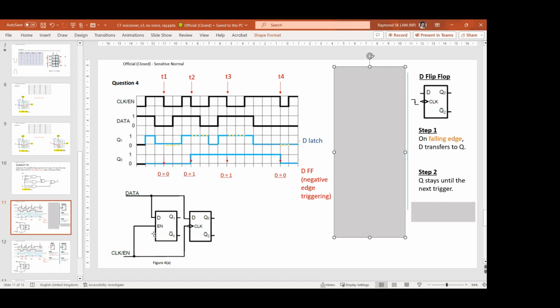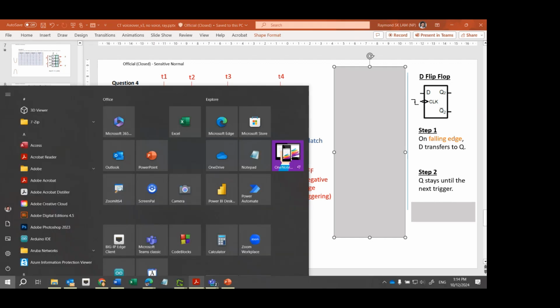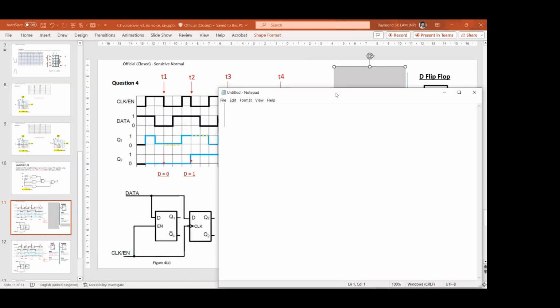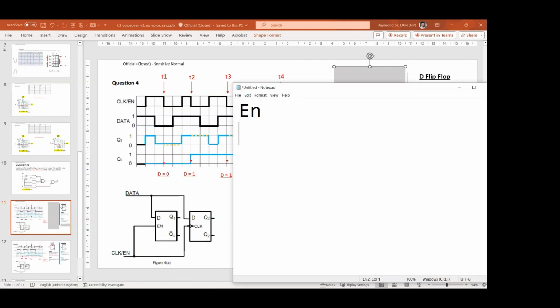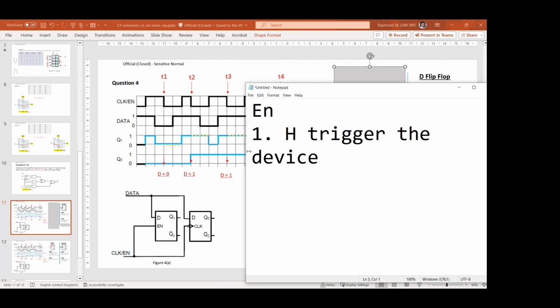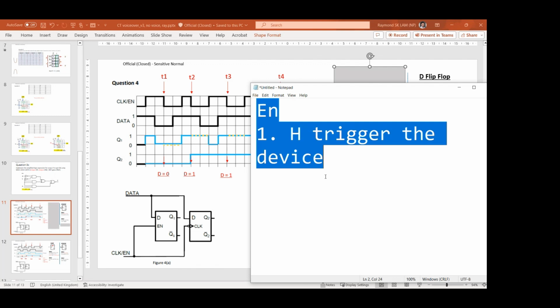So what do you understand about this one? That means when EN is high or low, then you will trigger the device. So my question now is, when EN is high, D transfers to Q, it will trigger the flip-flop. Okay, it will trigger the device when it's high, or when it's low? High. High, okay. Why high?